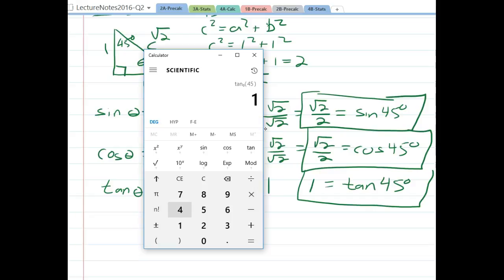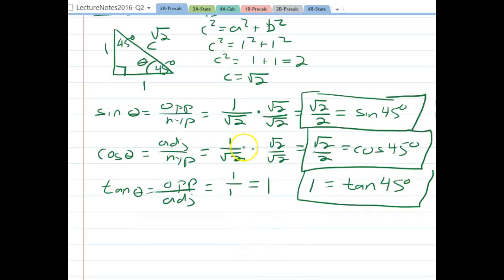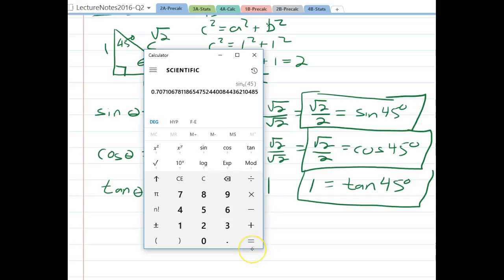Now, if I do 45 and hit sine, it's going to give me this long number here, which obviously is an irrational number. It's a non-repeating, unending decimal. And so basically, if I was using my calculator here, what that's telling me is, let's go back to it. So the sine of 45 degrees is this long number.